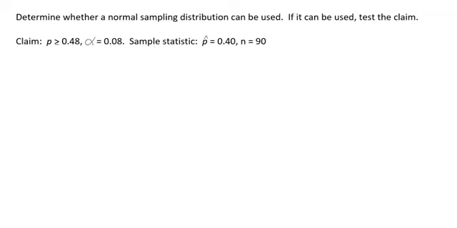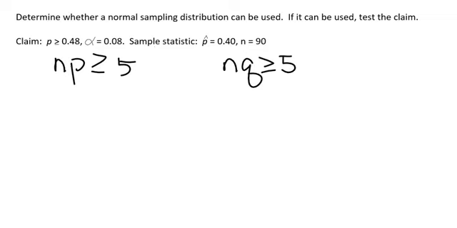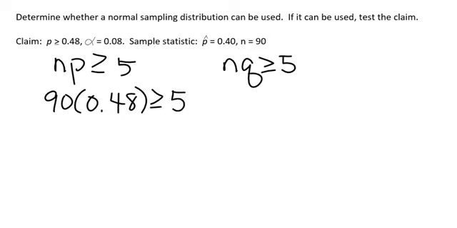To determine whether a normal sampling distribution can be used, we have to calculate NP and NQ. Both of these have to be greater than or equal to 5. P is going to be from the claim, so we have 90 times 0.48, and we're testing, is that bigger than or equal to 5? 90 times 0.48 is 43.2, which is bigger than or equal to 5, so that part checks out.